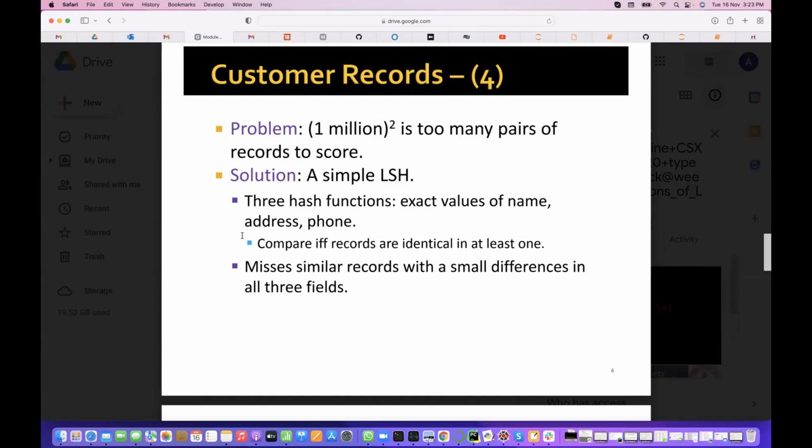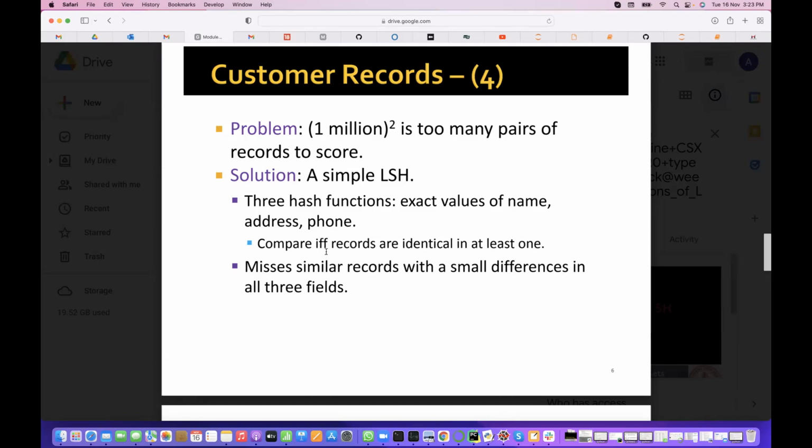But this is not a complete solution, because what does the last point say? Misses similar records with small differences. Might be spelling mistakes, or the phone area code might be changed. Earlier, we were writing +91. Somebody will write, since it is India, simply 0, right? Yes, sir. So like that, those small differences we still cannot catch.